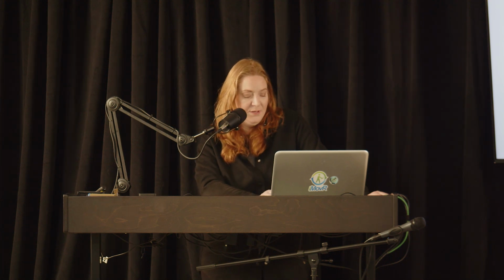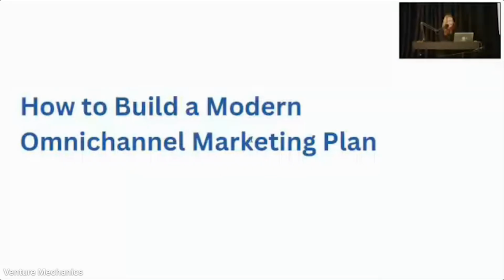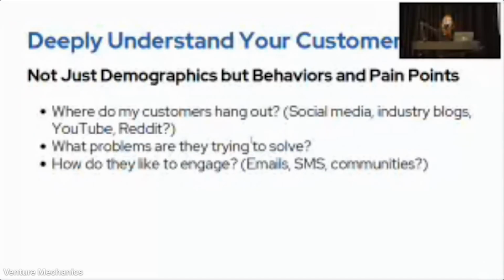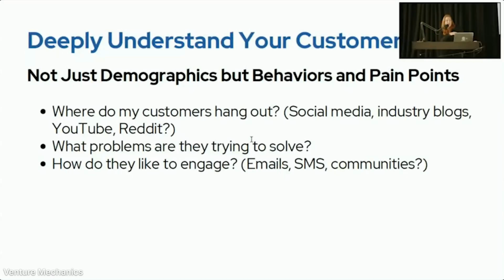Okay, so now let's get into how to build your omnichannel marketing plan. So first is to deeply understand your customers. This feeds a little bit back to that consumption chain, not just their demographics, but really dive into their pain points. Where do they hang out? And usually hanging out is a reference to their social media behaviors, but it can also be, depending on your product, where do they hang out in real life?